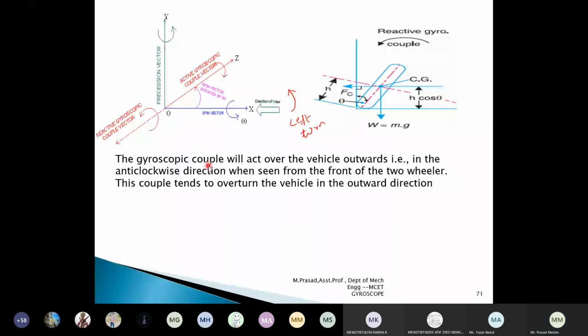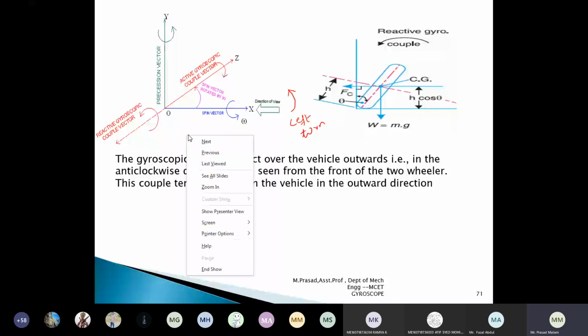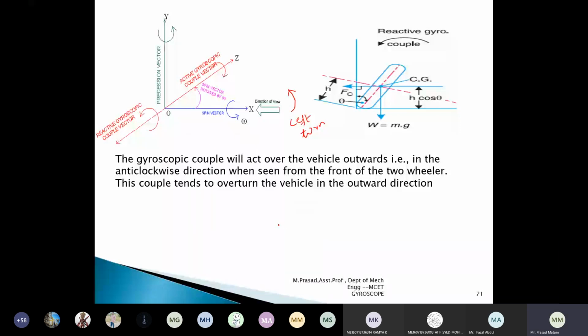Now you can see how this is moving, how the active couple is moving and how the reactive couple is moving. If I am not wrong, the active couple is in clockwise motion. So this is the left hand side, this is the right side, and this is moving clockwise. Now the reactive couple is moving in the anti-clockwise direction, and the active couple tries to move in the clockwise direction. We always consider the gyroscopic effect due to the reactive couple.